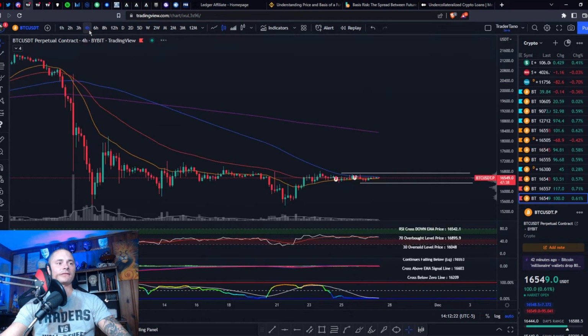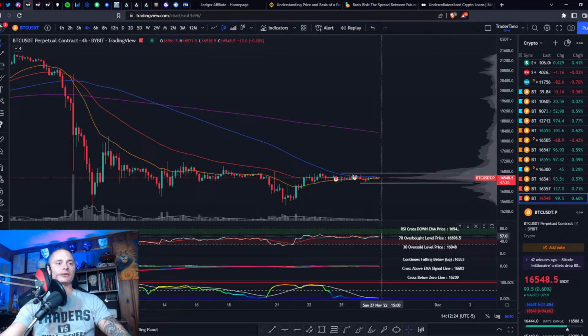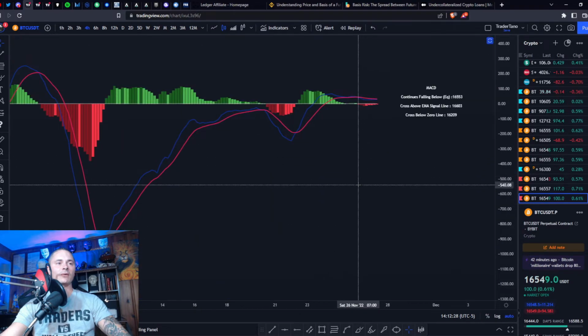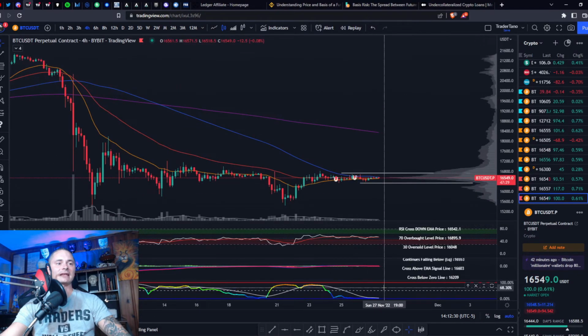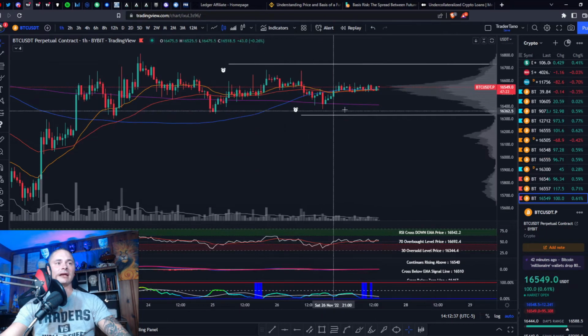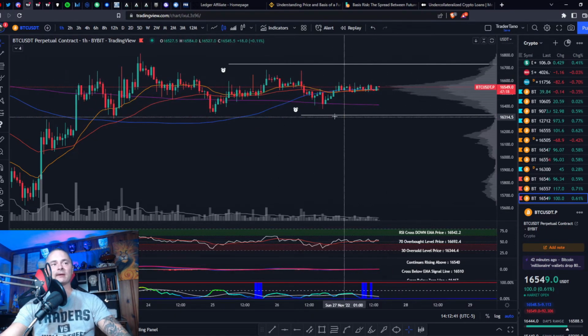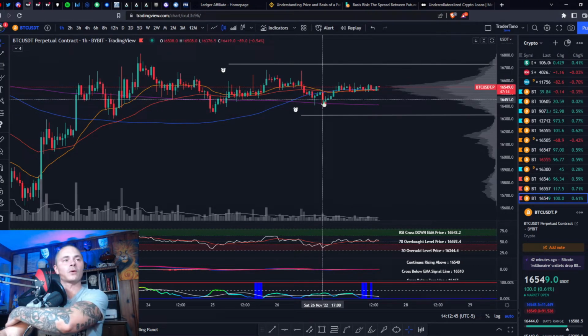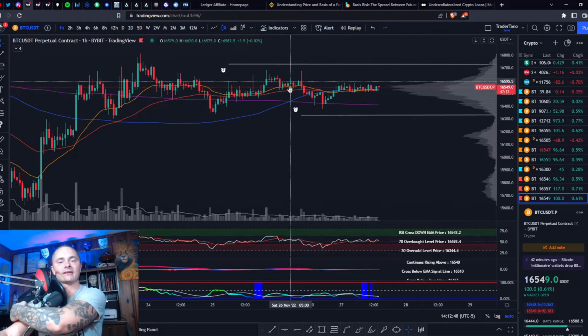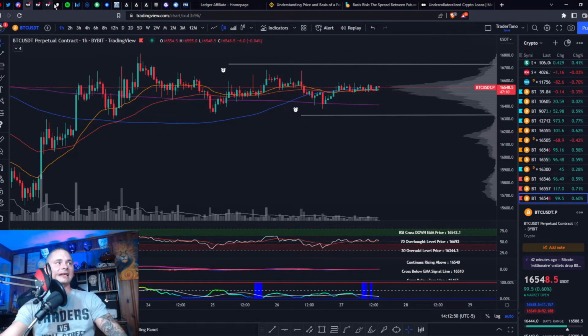Let's move on to the 4 hour real quick. Once again, we're neutral right now, waiting to see which way we break out. Riding that zero line. MACD, riding the floor right now. 1 hour and 4 hour are low volatility right now, contracted all the way. So we're going to stay on the lower time frames right now because we're waiting for the BBWP to turn around and this volatility to start expanding.